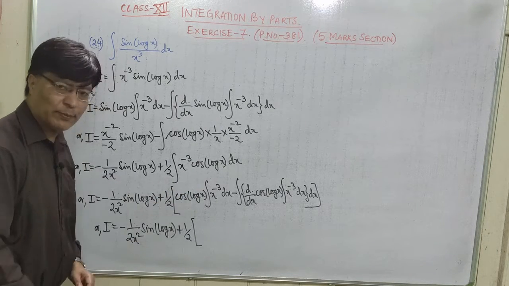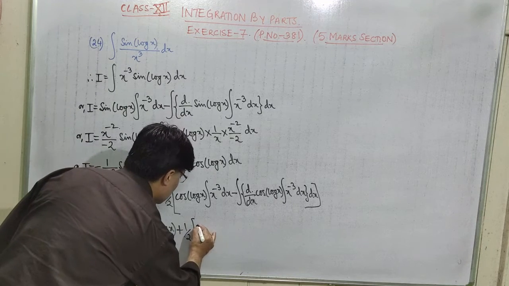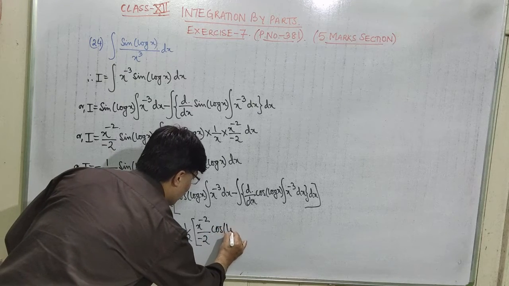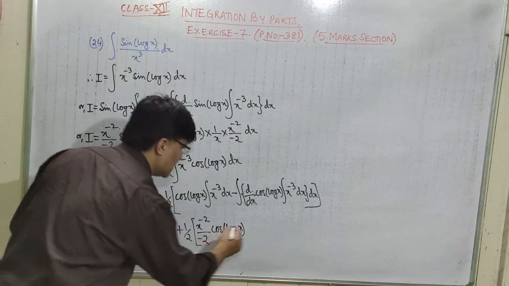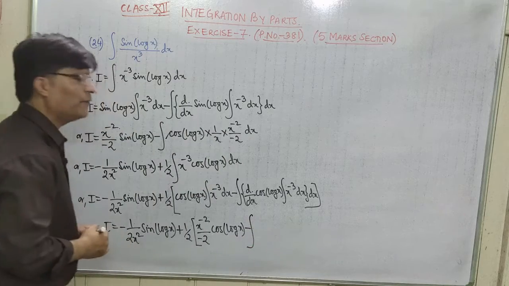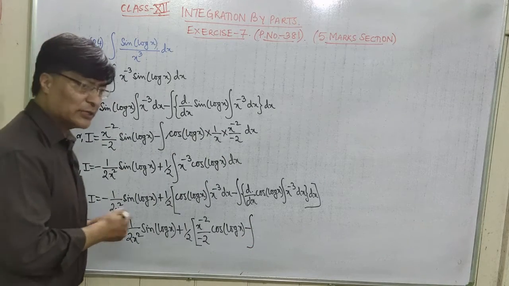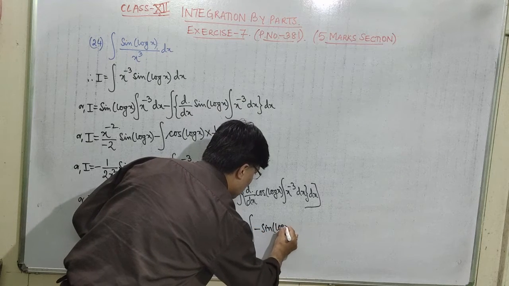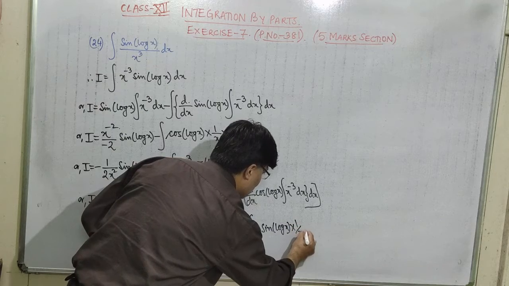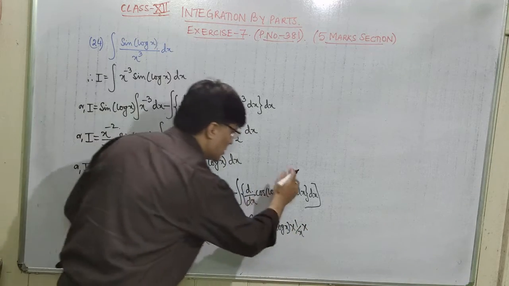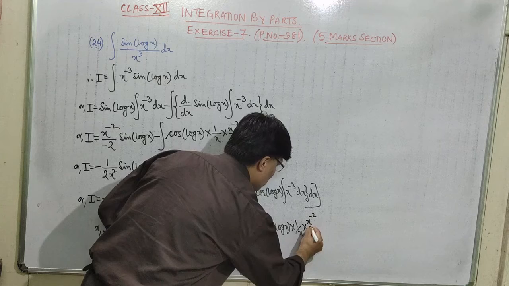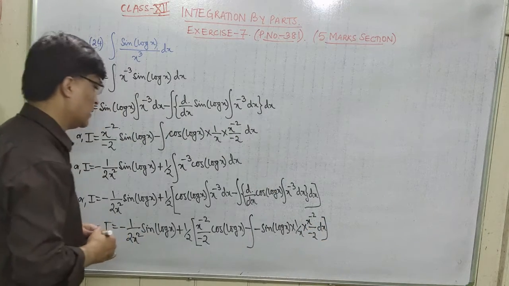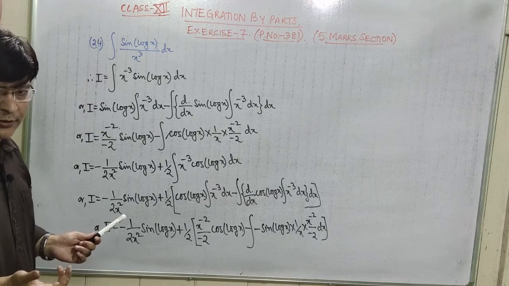You first integrate x to the power minus 3. So its integration is x to the power minus 2 divided by minus 2, then cos of log x, right? Minus integration of, what is d by dx of cos of log x? It is just like your cos x form, minus sine of log x into 1 upon x into, what is integration of x to the power minus 3? X to the power minus 2 divided by minus 2, then dx. Third bracket is closed. So I think you have understood it.